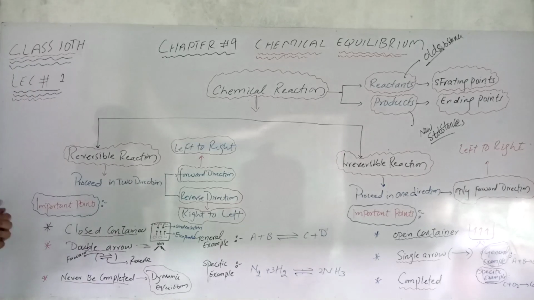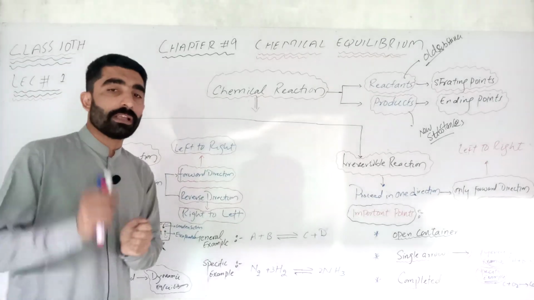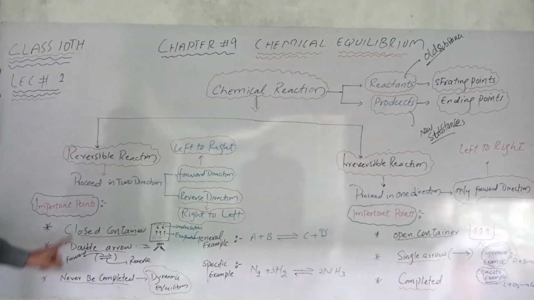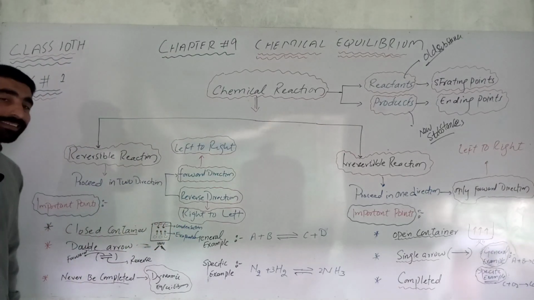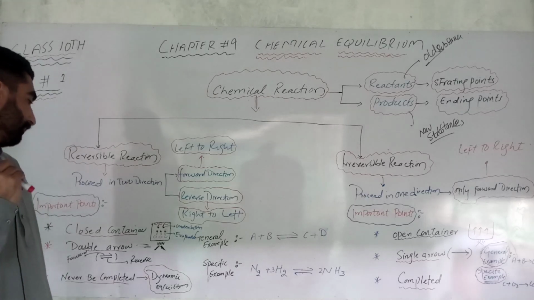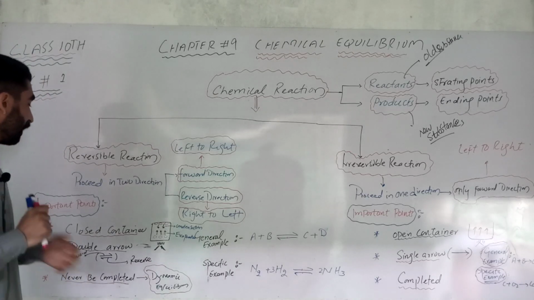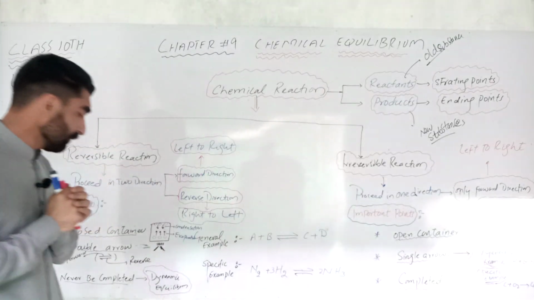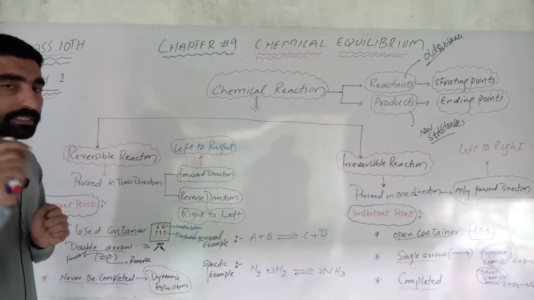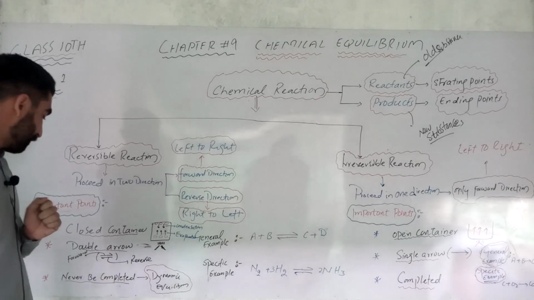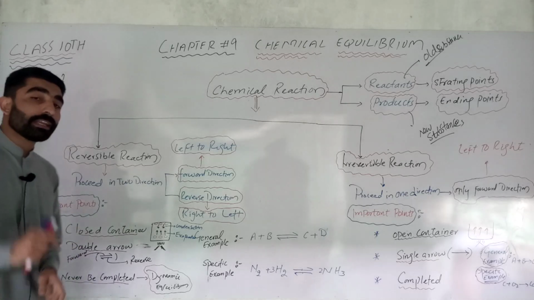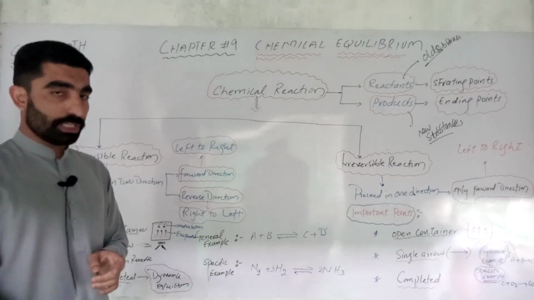Now its important points, the main characteristics and properties of the reversible reaction are: First, a reversible reaction always occurs in a closed container. The second one, a reversible reaction is denoted by a double arrow: the first arrow for the forward and the second arrow for the reverse direction. The last important point is that a reversible reaction can never be completed.